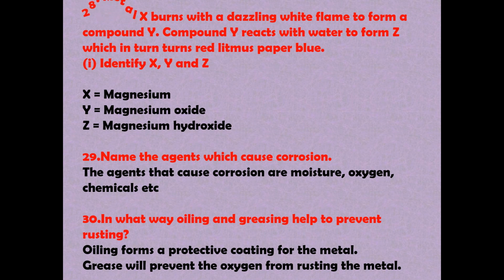Let's move on to the next questions. Metal X burns with a dazzling white flame to form a compound Y. Compound Y reacts with water to form Z, which in turn turns red litmus paper blue. Identify X, Y and Z. So here the metal X which burns with a dazzling white flame is magnesium. So X is equal to magnesium.